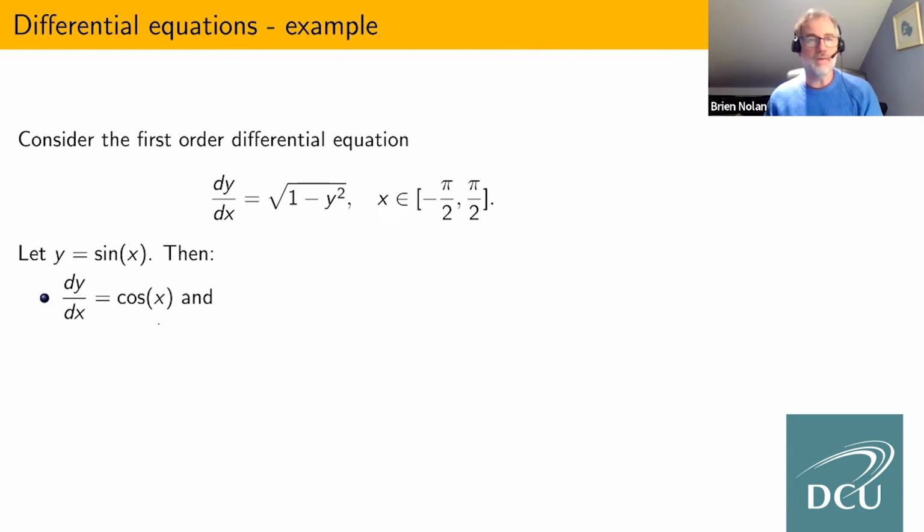Okay, that's straight rules of differentiation. But also, so there's that bit checked. Now this one, the square root of 1 minus y squared. Well, y is equal to sine of x. So I'll have the square root of 1 minus sine squared x.